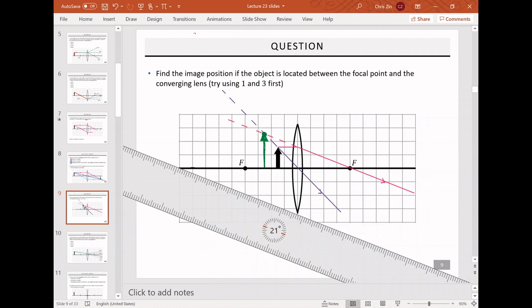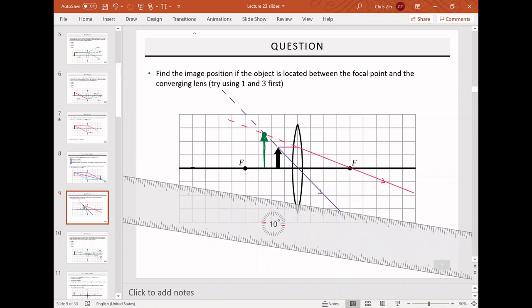So that's enough to answer the question. We drew the first easy to draw ray, which was the horizontal to focal point ray. We drew the third that passed straight through the center without bending. But what about the second easy to draw ray?